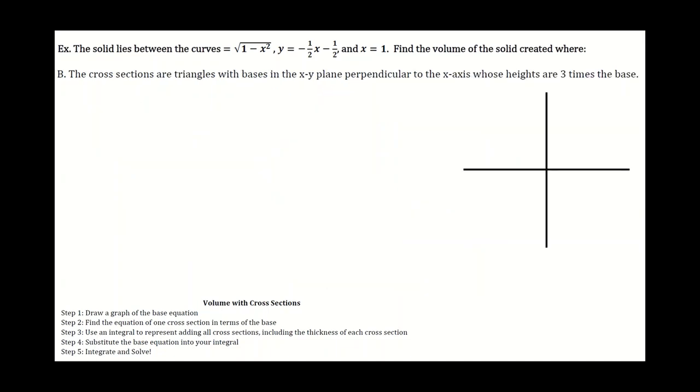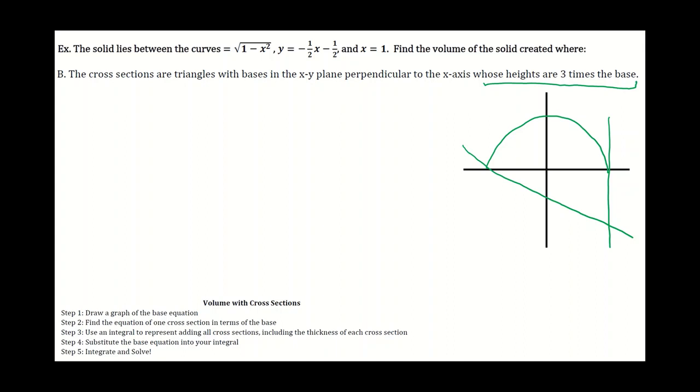So let's do another one. We still have the same solid, so I'm just going to do a quick sketch right here. It's still going to be like this. But in this case, the cross sections are triangles with bases perpendicular to the x-axis, whose heights are 3 times the base. So it's not an isosceles or an equilateral triangle. It's a triangle whose height is 3 times the base.